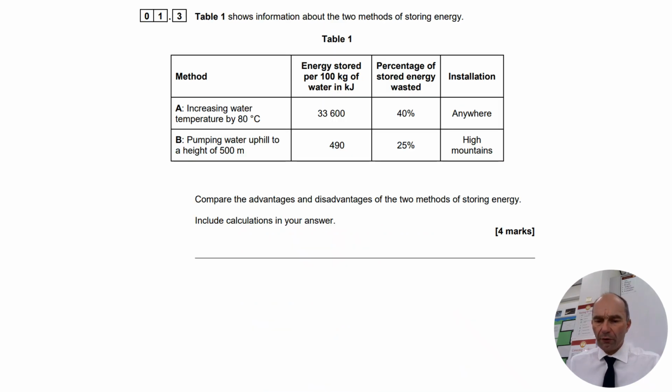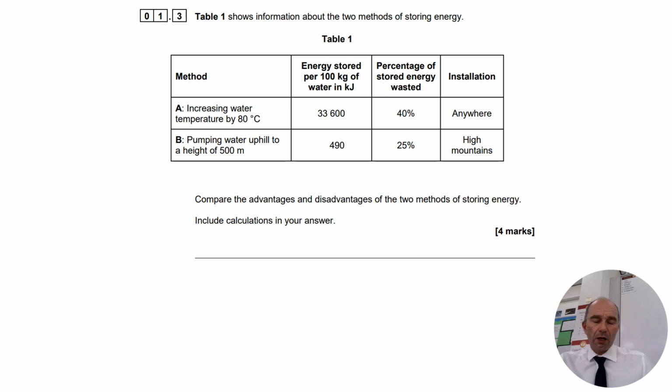Now, question 1.3, we're up to a full marker straight off. So we've got a table of information about the two different methods of storing energy. We're looking at method A, which is increasing water temperature by 80 degrees centigrade, and comparing it with pumping water uphill to a height of 500 meters. Now, for 4 marks, we need to compare the advantages and disadvantages of the two methods of storing energy. And it's saying include calculations in your answer.